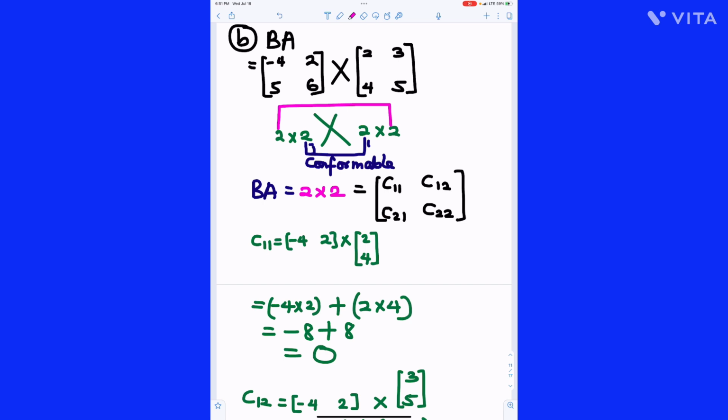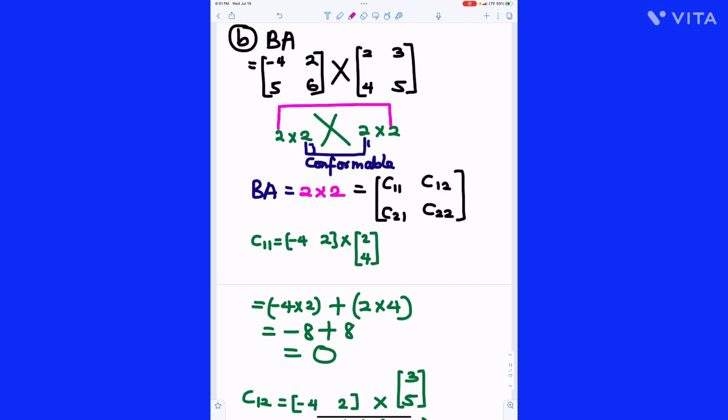So 2 by 2 means 2 rows and 2 columns. 2 rows and 2 columns means there will be 4 cells. 1, 2, 3, 4. This is the cell carrying the element in the first row, first column. This one carries the element in the first row, second column. This carries the element in the second row, first column, and this carries the element in the second row, second column.